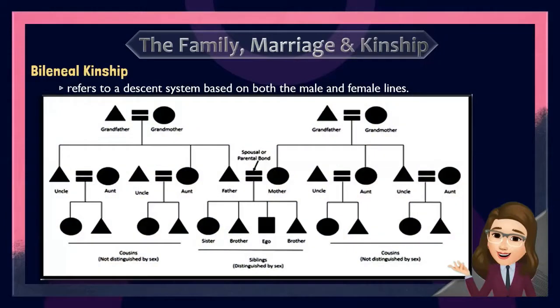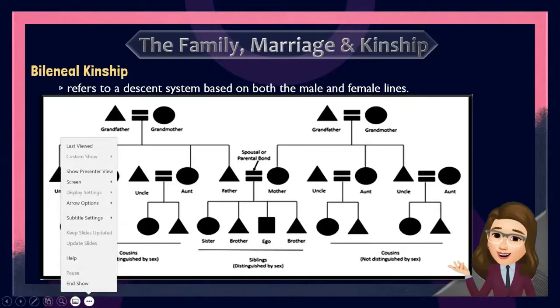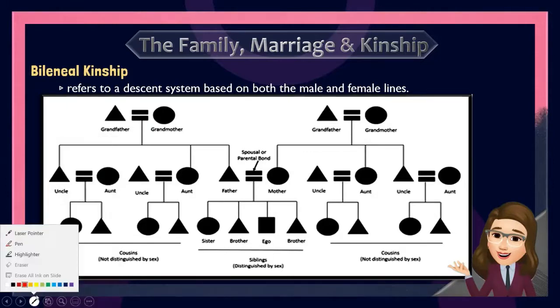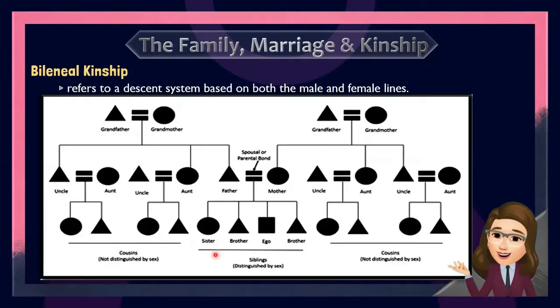We have here a kinship diagram. Let's understand first the symbol being used. Triangle is used to represent men, circle for women. This symbol is for siblings to indicate your sisters and brother, and equal sign is for marriage.